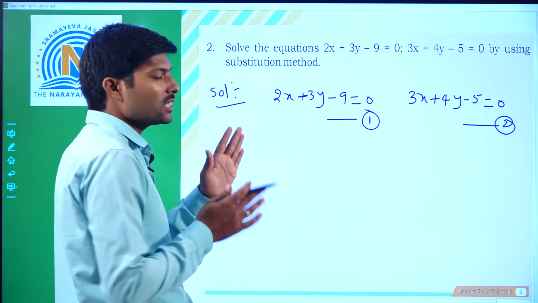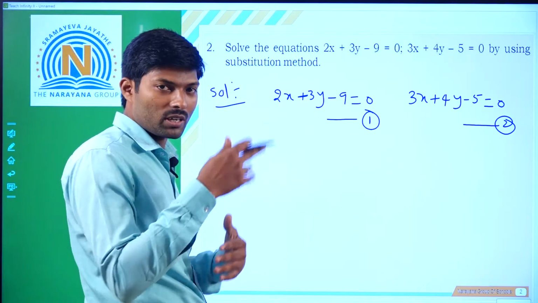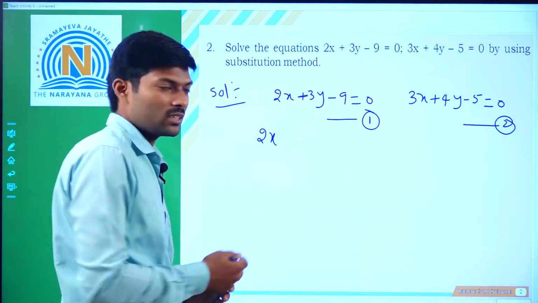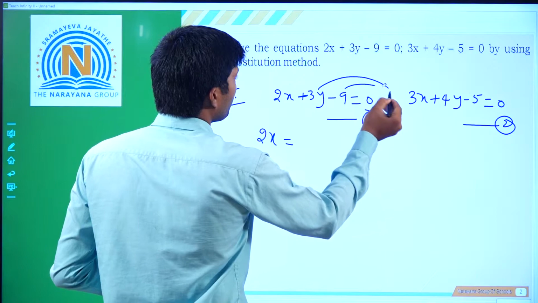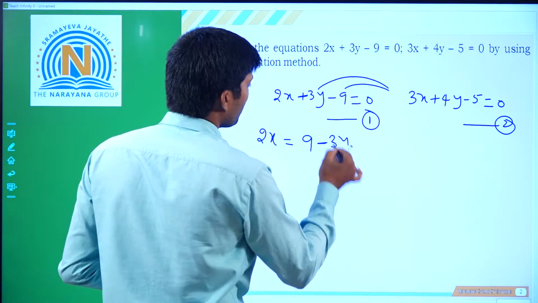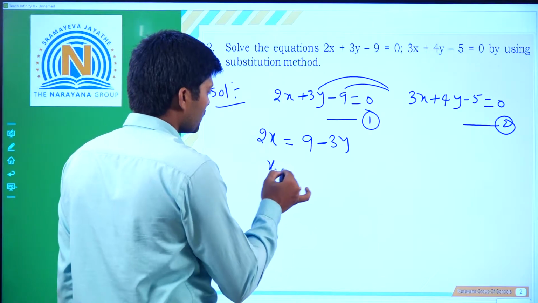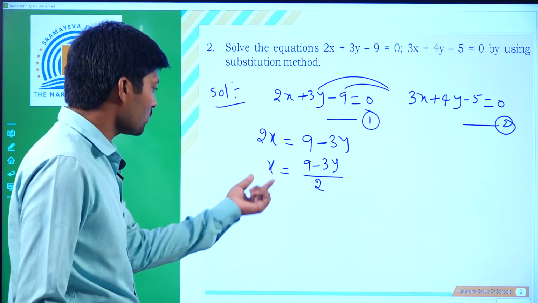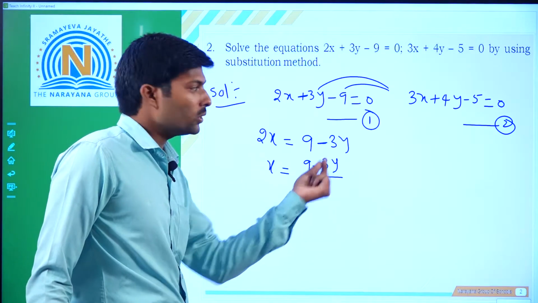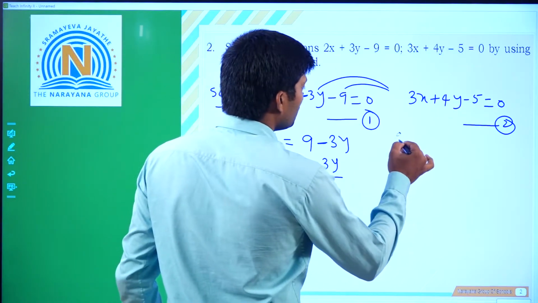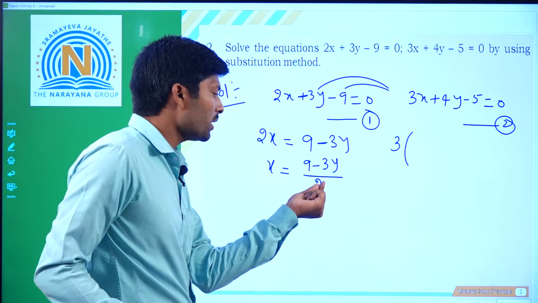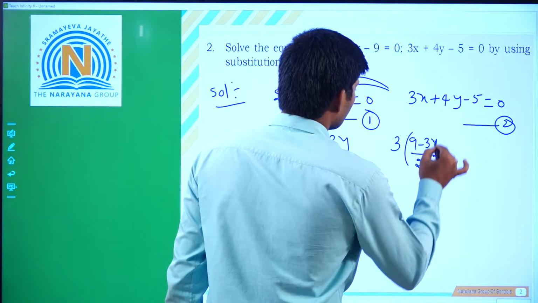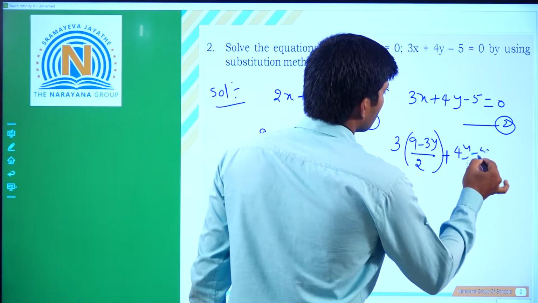From the first equation, in the next step, find one variable in terms of another variable. I am taking 2x and sending 3y as well as minus 9 to the other side. After sending these two terms to that side, it will become 9 minus 3y. So, x is equal to 9 minus 3y upon 2. Now, substitute x is equal to 9 minus 3y by 2 in equation number 2. So, 3 into 9 minus 3y upon 2 in the place of x, plus 4y minus 5 is equal to 0.